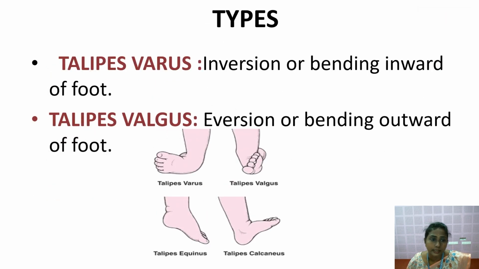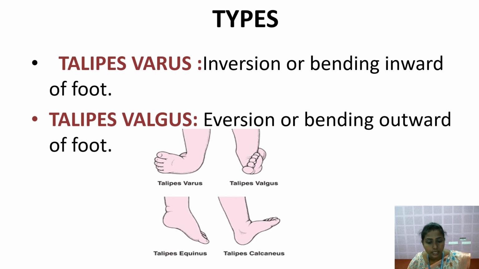Other types are talipes varus. We have seen in the meaning itself, talipes means ankle or foot, and varus, valgus or calcaneus refers to the position of the foot. Varus means inversion. When a baby has inversion or bending inward of the foot, it is known as talipes varus, and talipes valgus means the eversion or bending outward of the foot. From the image you can see how talipes varus is turned inward, and talipes valgus is turned outward.